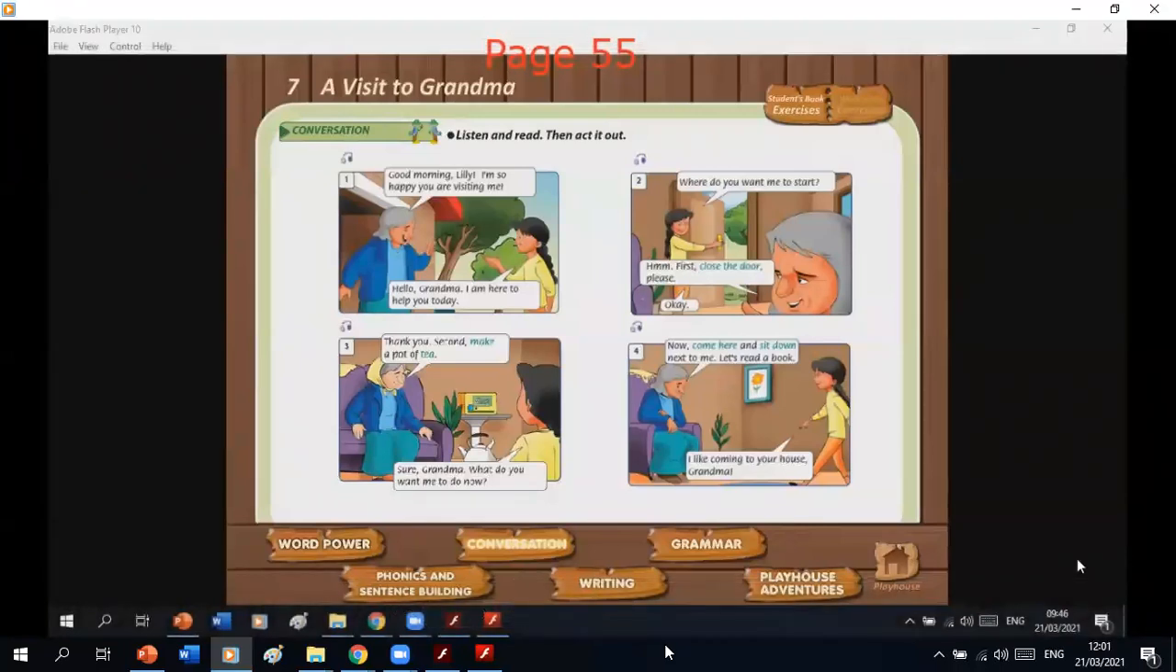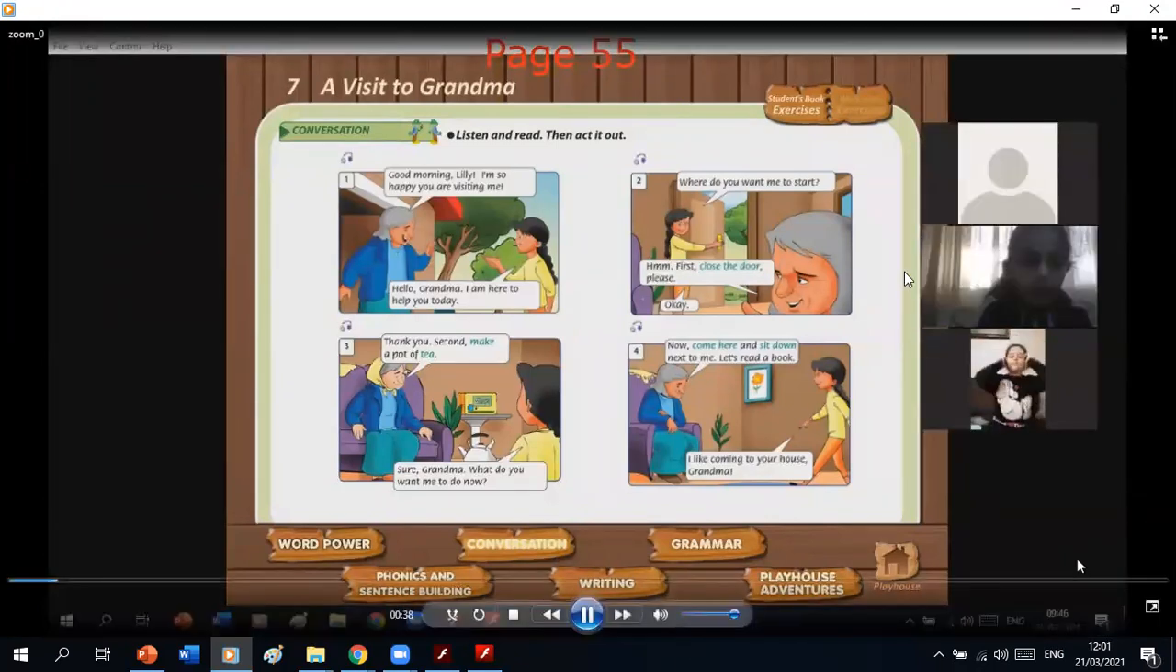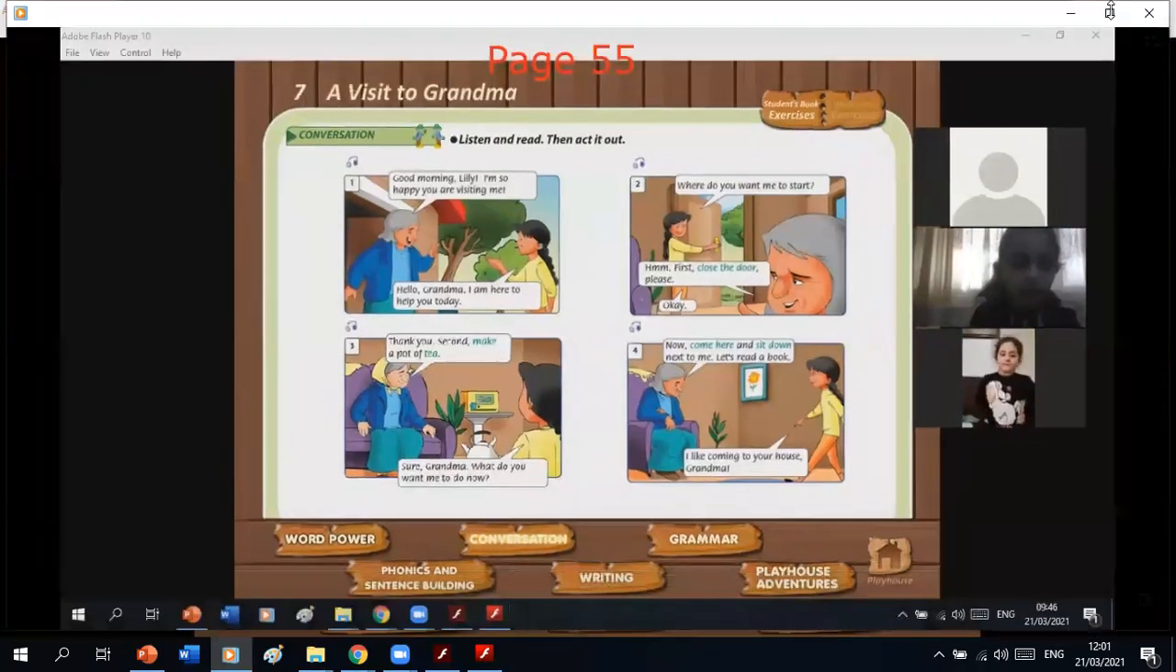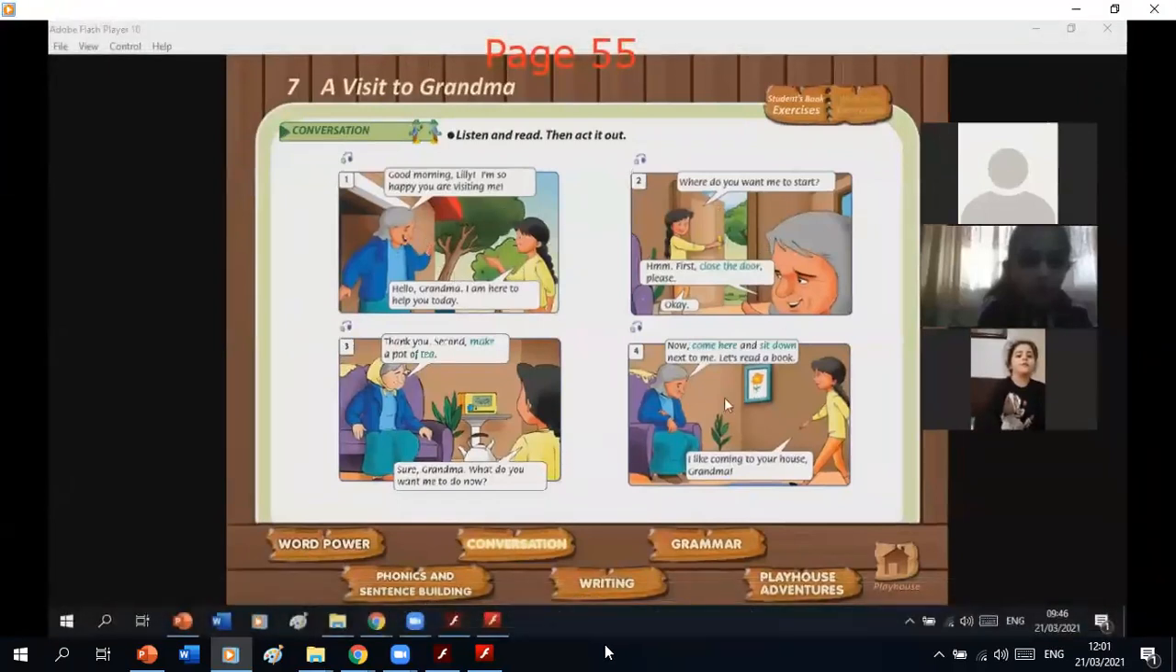Hi. Hi, Diala. How are you today? Fine. Great, Diala. What do we see in this picture? How many pictures do we have here? One, two, three, and four.